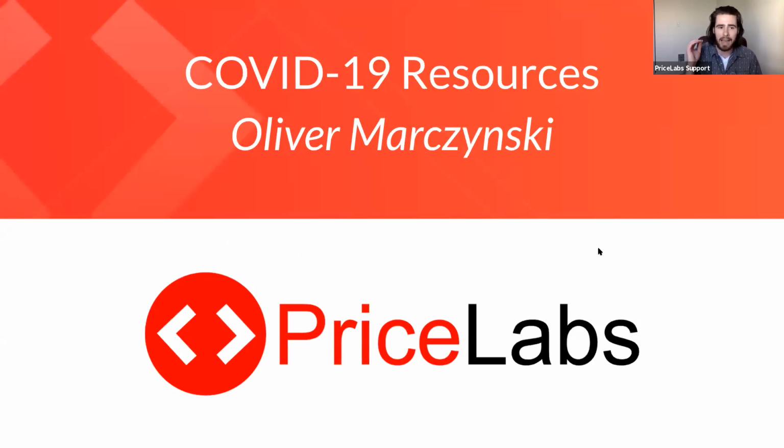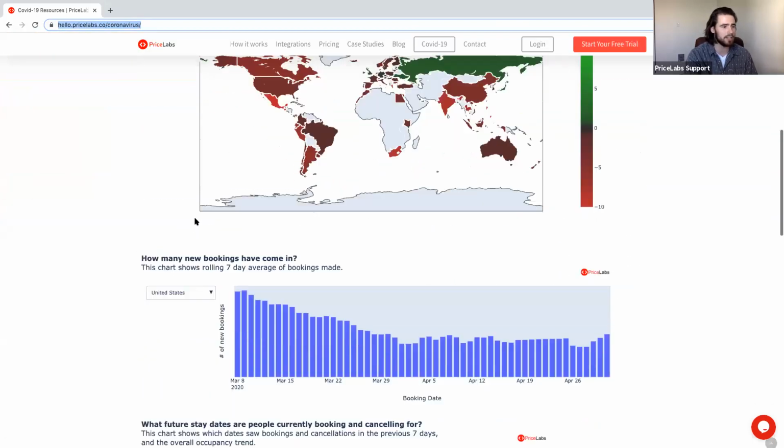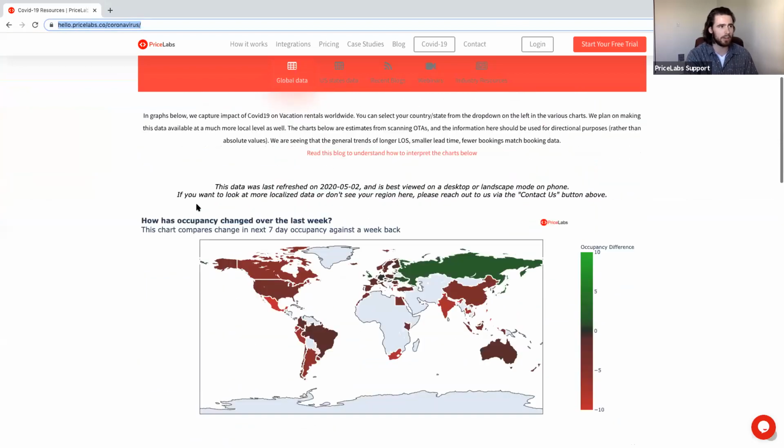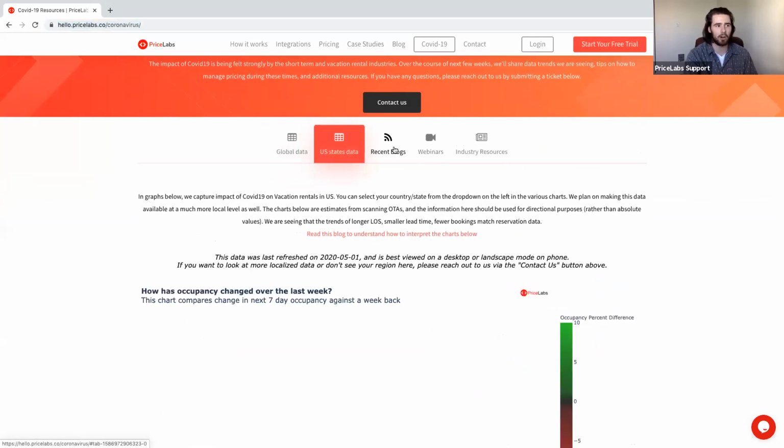In the registration, we had a few questions coming in about different pricing strategies, what's going on in the market, how can I adjust different things, what's the algorithm doing? A lot of that has been extensively covered in our COVID-19 resources. You can access this page at pricelabs.co/coronavirus. This is where we've compiled all of our data from the past few weeks. We have some global data trends where you can see trends broken down country by country, some US state data. Then most importantly, I'd say, are our recent blogs.